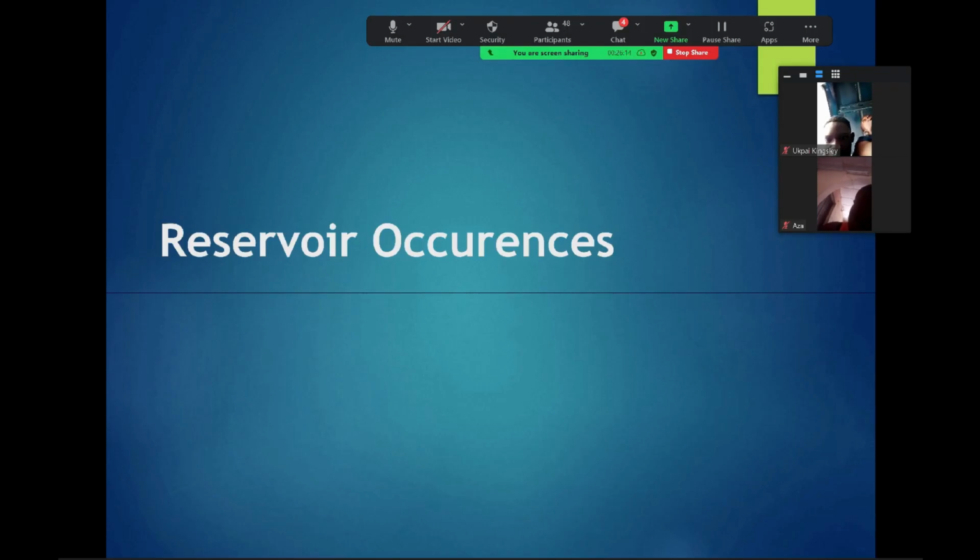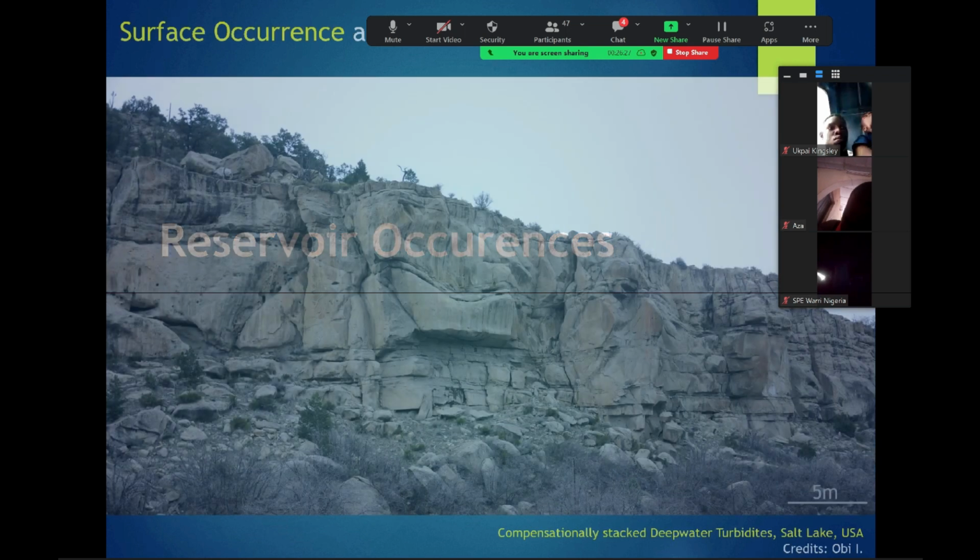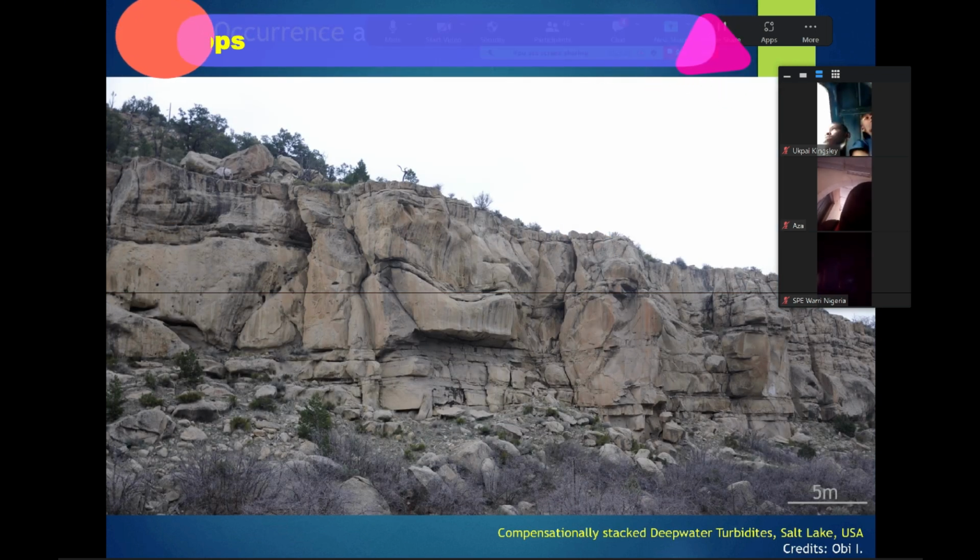So where do we find reservoirs? What are the possible occurrences? I know we have engineers here, we have geoscientists here, we probably have people who are just friends of learning. Okay, so we can find them on the surface.